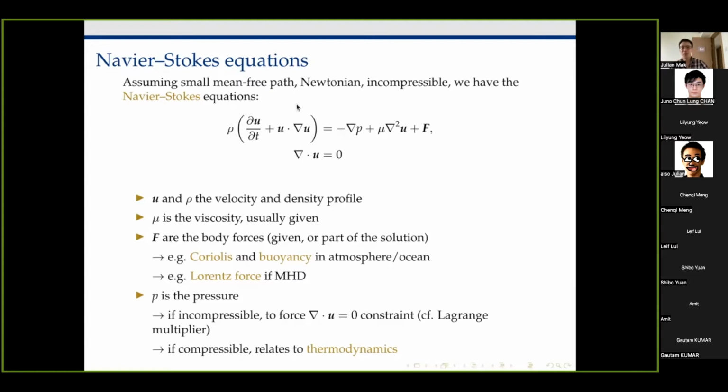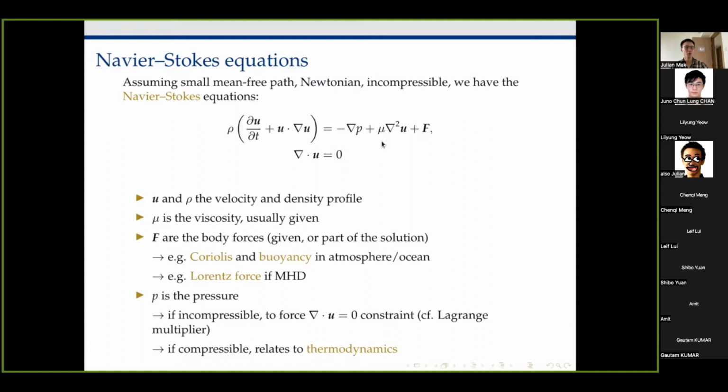The incompressible Navier-Stokes equation I'm going to be dealing with is this one. I've written it in a specific way. Here, this is the density, so this is the mass. This is really an acceleration, the acceleration following fluid parcels, so it's like an Eulerian type derivative. And this is really the forces.